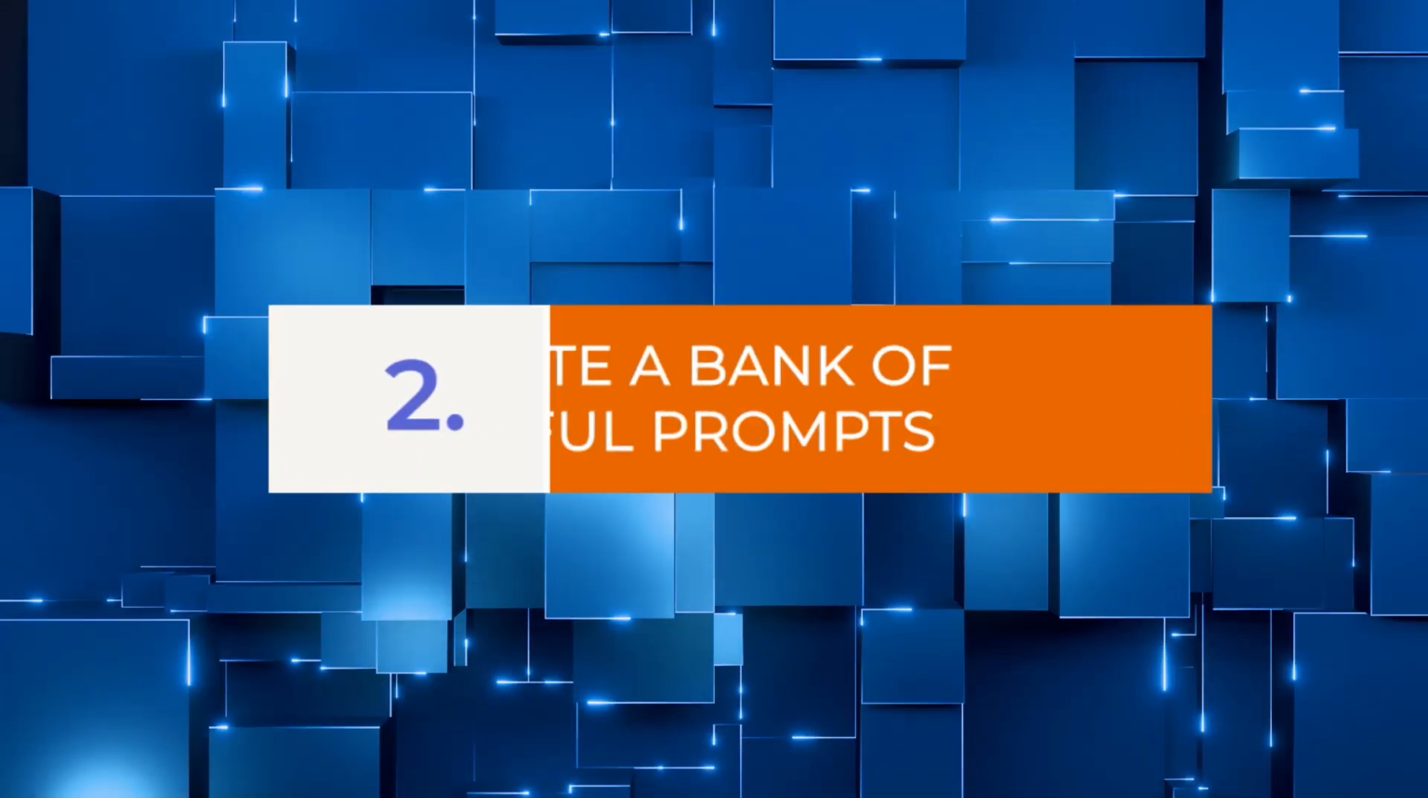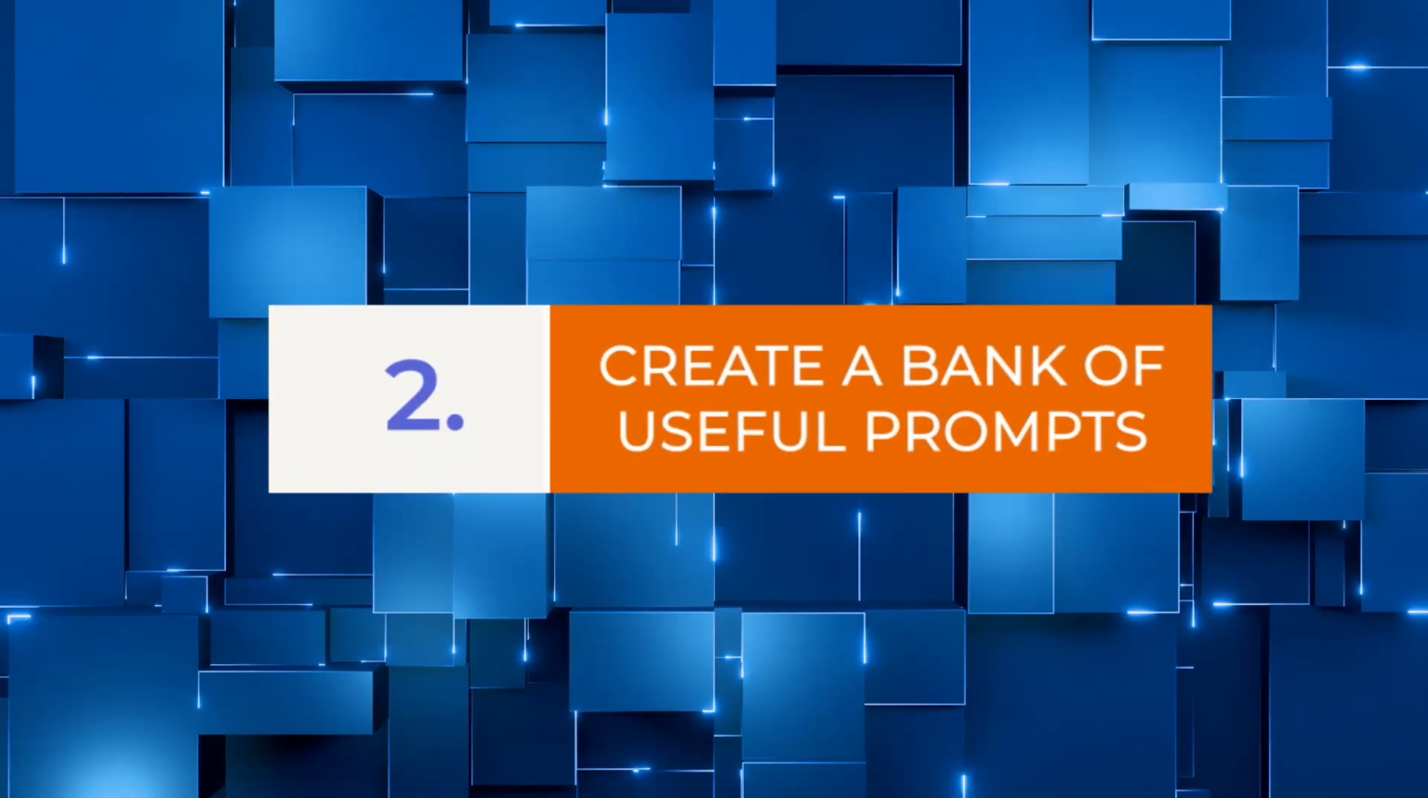Tip number 2, create a bank of useful prompts. I'm sure all of you have gotten frustrated at some point because you were trying to get something out of Gemini or ChatGPT, but kept getting answers that were not exactly what you wanted. Texts that were dry, lifeless, or even information that was simply wrong. I've been there too. And sometimes, honestly, it feels like it might have been easier to write the text or activity myself.